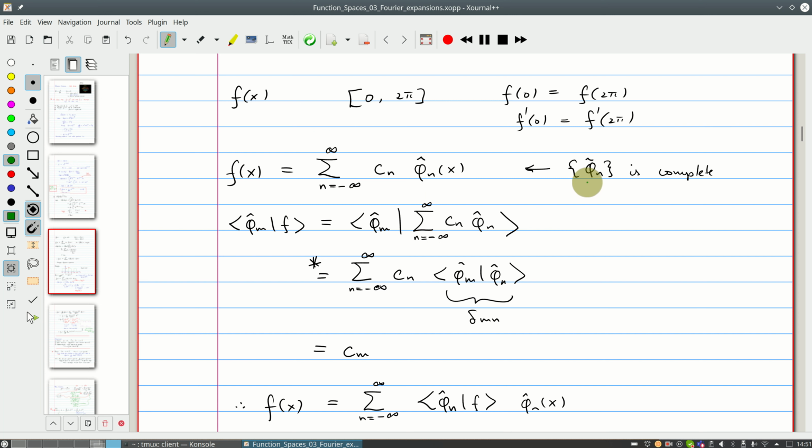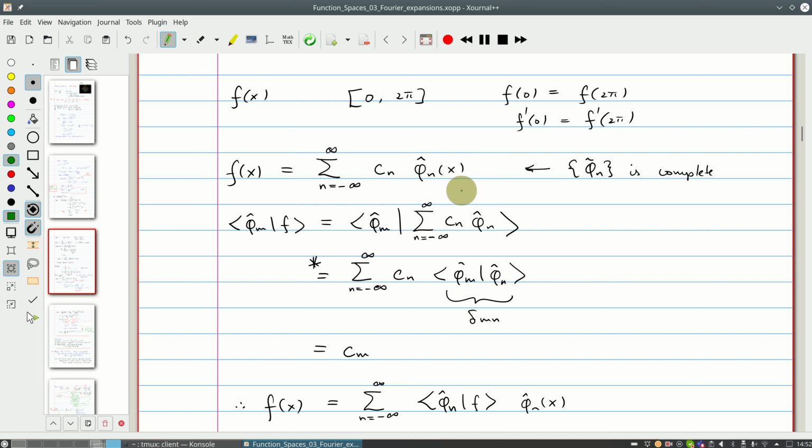In other words, that infinite set of phi n eigenfunctions is a complete set in this particular space. So f of x is then written as the sum, n goes from minus infinity to infinity, a discrete sum, of Cn, some coefficients, times the phi n of x.